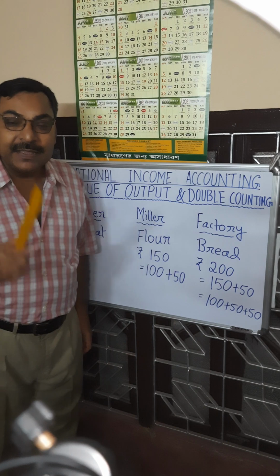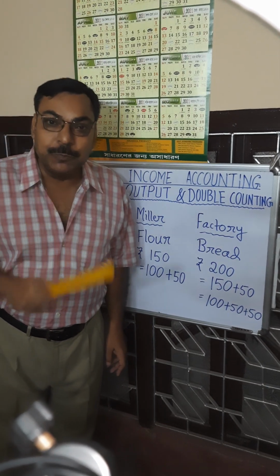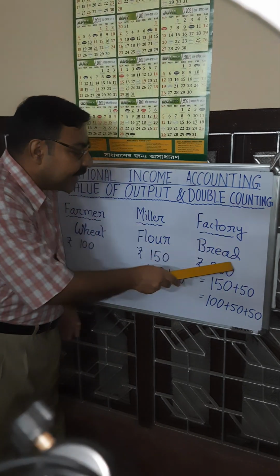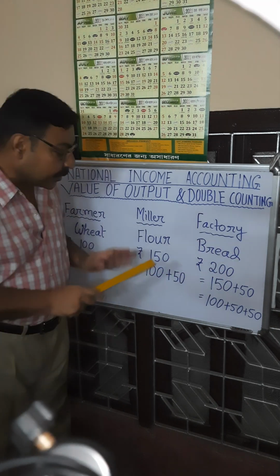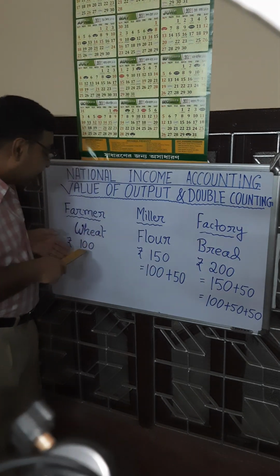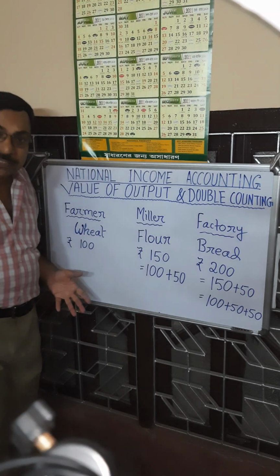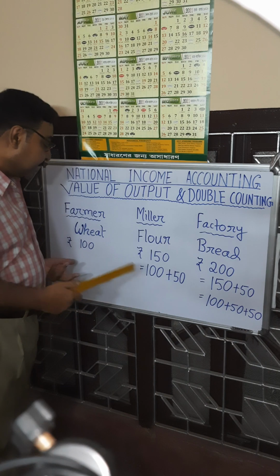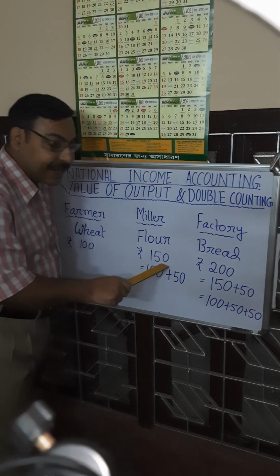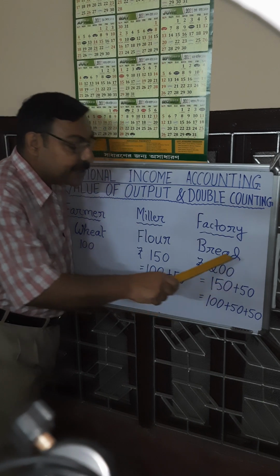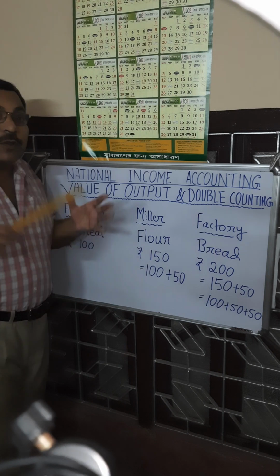We want to say, at the time of national income accounting, when you are following the output method, consider only the value of this final good. Rupees 200 is the value of the final good. Don't consider the value of intermediate goods like wheat and flour. If you estimate the value of all goods produced in the economy, then value of wheat 100 plus value of flour 150 plus value of bread 200, total 200 plus 150 plus 100, 450.